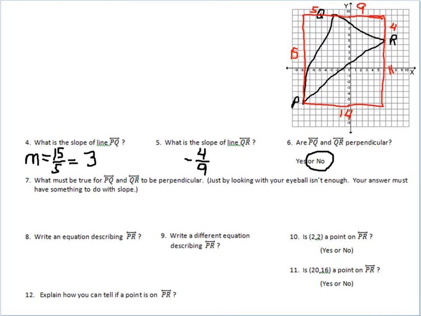What must be true for them to be perpendicular? They have the slopes. Let me write the word slope. So you should have something that says the slopes must be negative reciprocals.